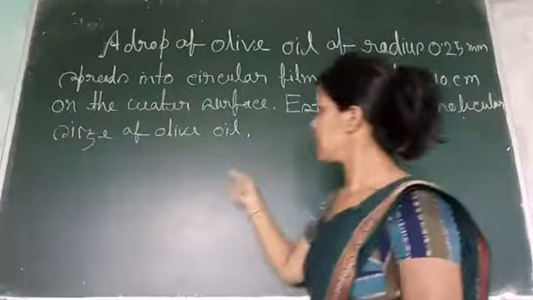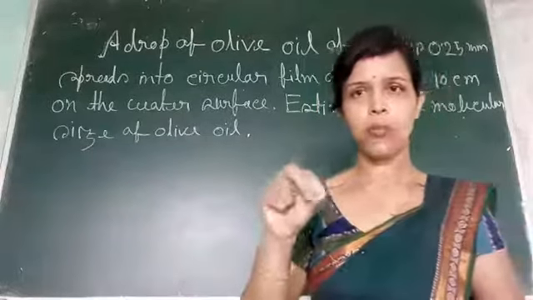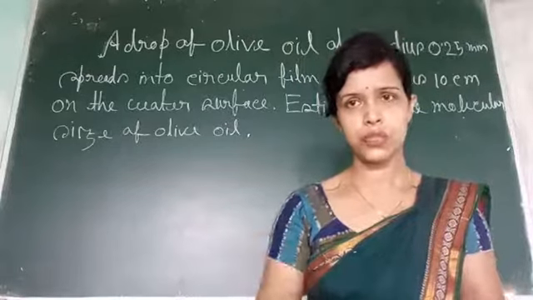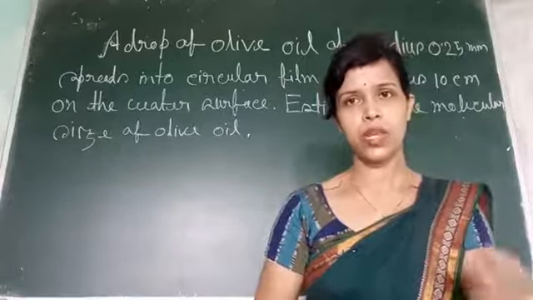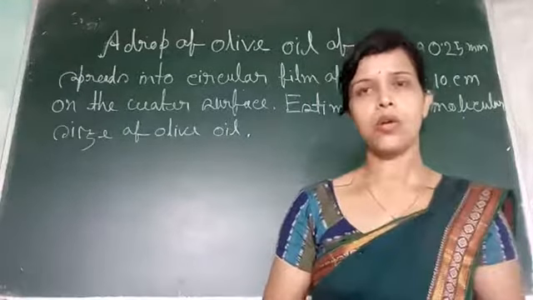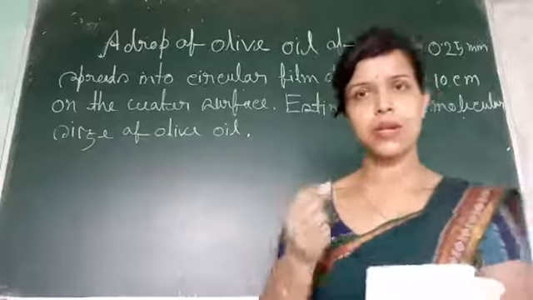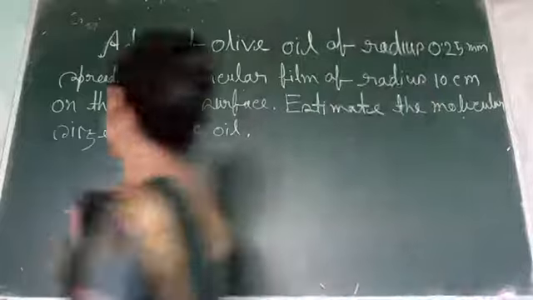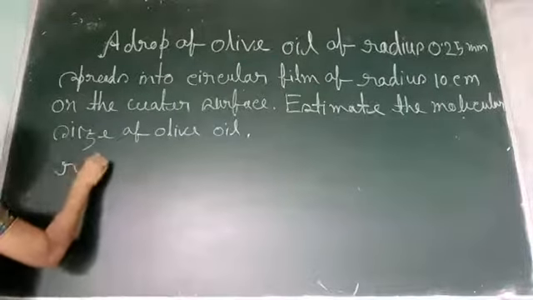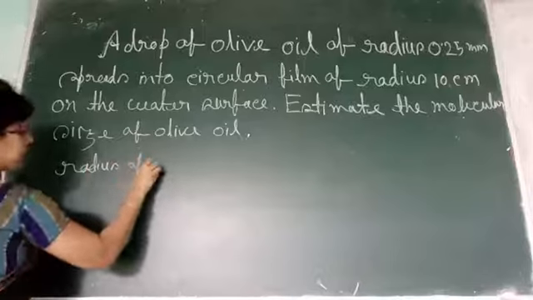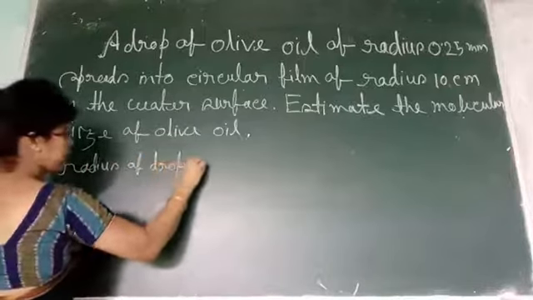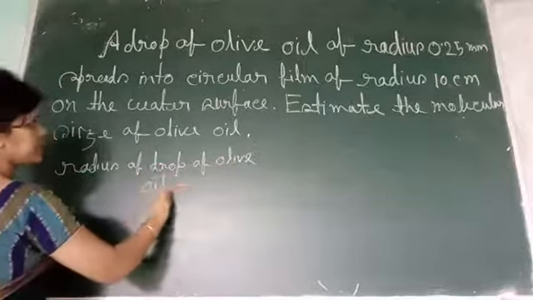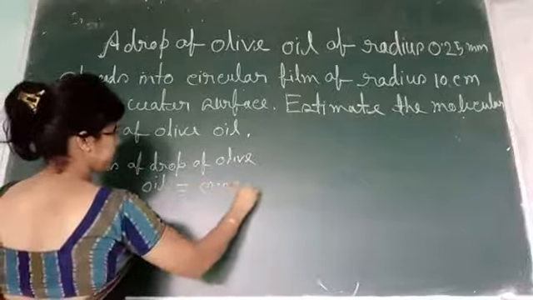So what is actually given in this question? A drop of olive oil is given on the water surface, and it spreads and creates a circular thin film. Now, what are the given data? The radius of the drop of the olive oil is given. It is 0.25 millimeter.